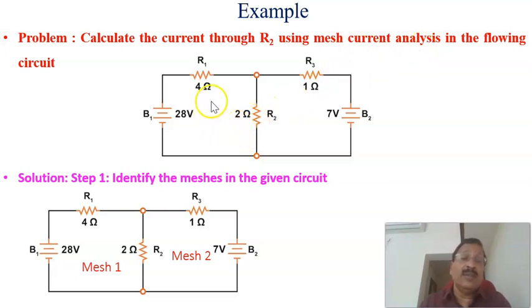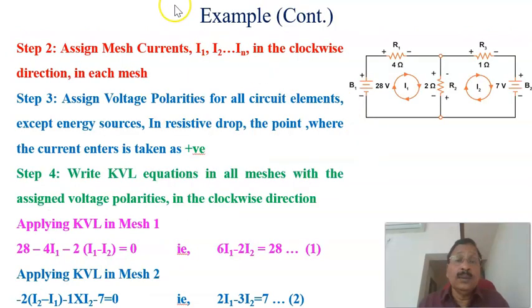First, we have to identify the meshes. In this case, this is one mesh and this is the second mesh. That is the first step: identify the meshes in the given circuit. This is mesh 1 and this is mesh 2. Now, continuing the same example, the second step, after identifying meshes 1 and 2, is to assign the mesh currents. This is the mesh current I1 and this is the mesh current I2. We assign the mesh currents in the clockwise direction.